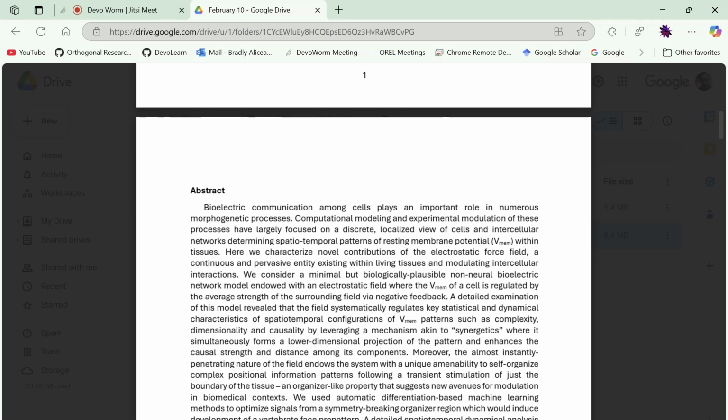Okay. We consider a minimal but biologically plausible non-neural bioelectric network model endowed with an electrostatic field where the VMEM, or that potential, membrane potential, of a cell is regulated by the average strength of the surrounding field via negative feedback. So that resting membrane potential is, of course, sort of the baseline, and then that's regulated by the strength of the surrounding field. So it's almost like you have a membrane potential in one cell that's influenced by the membrane potential of other cells.